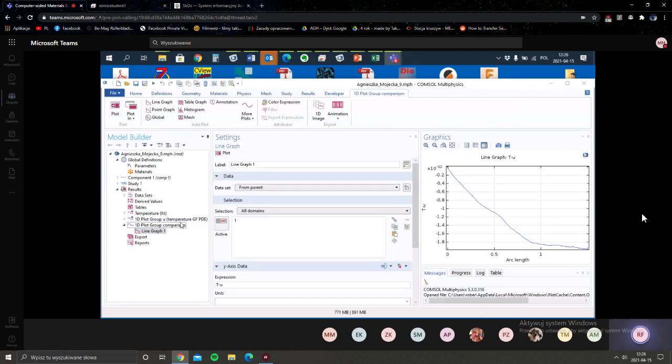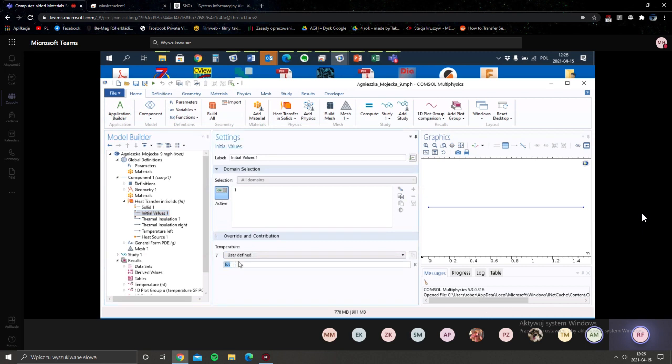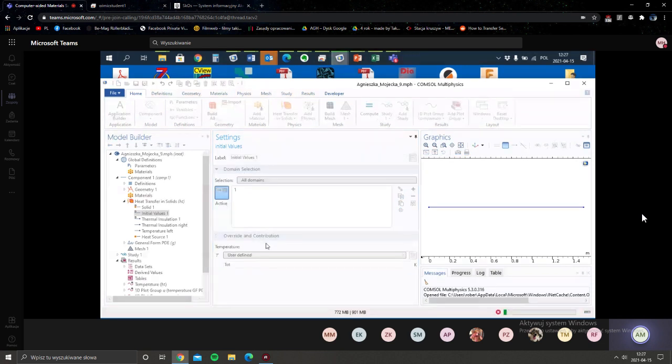All right, so you said that this behavior is different than ours, yes? Yes, I mean, I changed in heat transfer in solids in initial values temperature. You can see that here I had TOT and now it's 293.15, like it was before.